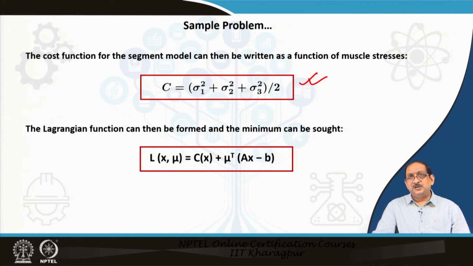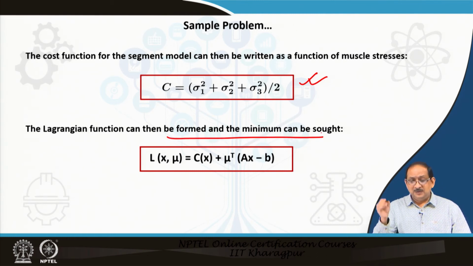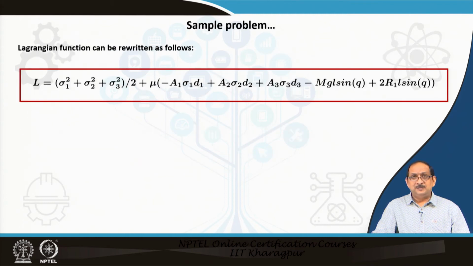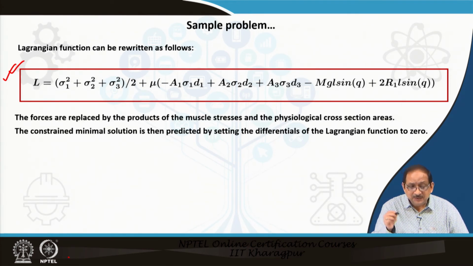The Lagrangian function can then be formed and the minimum can be sought based on the Lagrangian function as presented in this slide. The Lagrangian function can be rewritten as follows. The Lagrangian function is indicated in the slide. The forces are replaced by the products of muscle stresses and the physiological cross-sectional area.